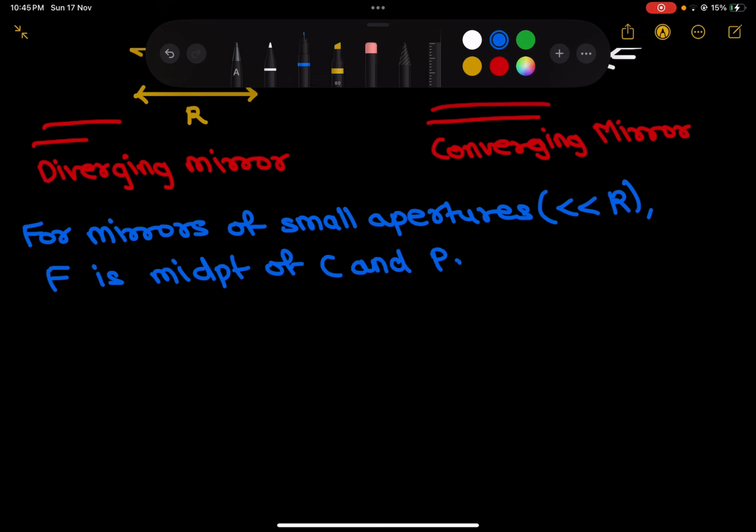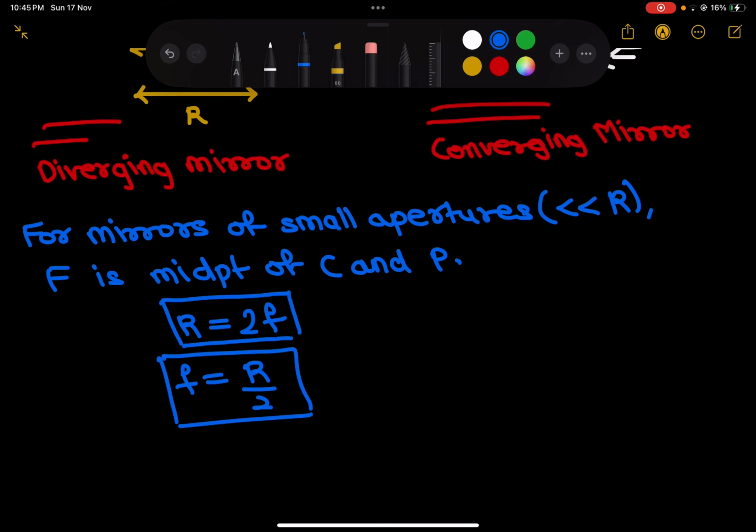So what does this imply? The distance between C and P is R, and the distance between F and P is F, that means 2F is equal to R, or F is equal to R by 2. So this is an important formula, both of these. Make sure that you remember it, because in the question they might give the radius and you might need the focal length. So you can use this relation to find it out, right? But the condition you should remember is for mirrors of small apertures.